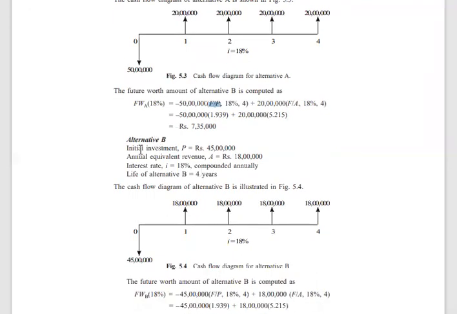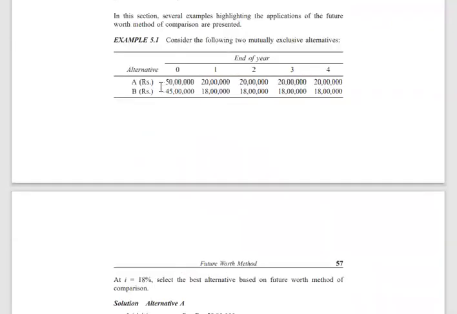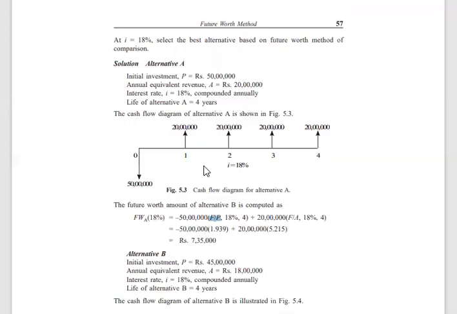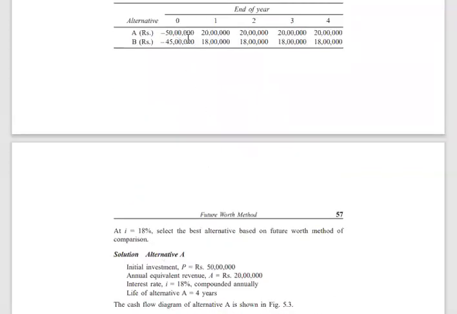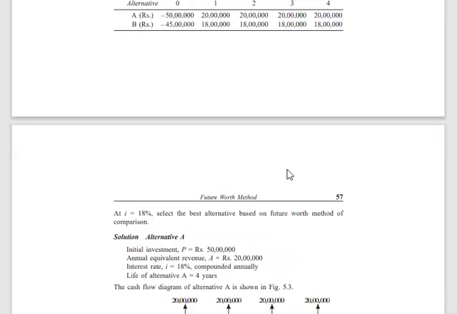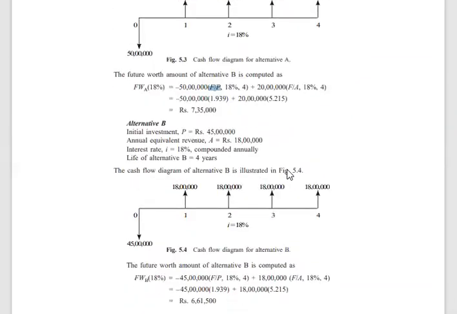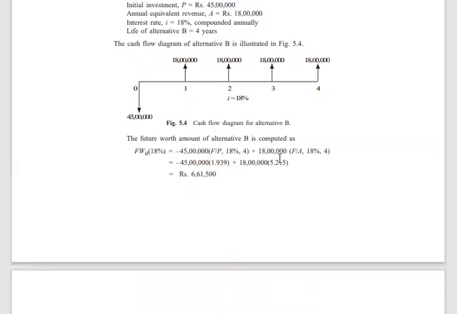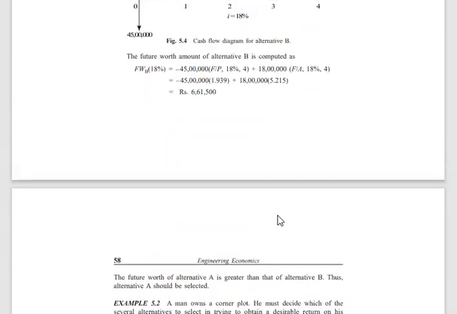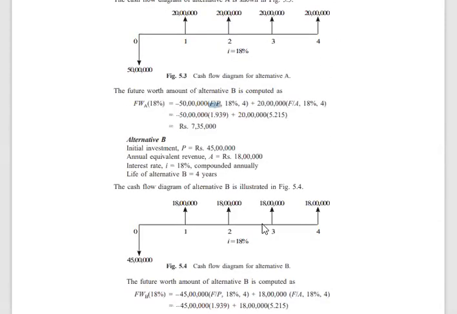Again, as I said earlier, the initial investment for B is minus 45 lakhs, and then the annual equivalent revenue will be 18, and the life of alternative B is 4 years, also compounded annually at 18 percent interest. You can use the same method and find the future worth for B. You have to adopt whichever is greater.